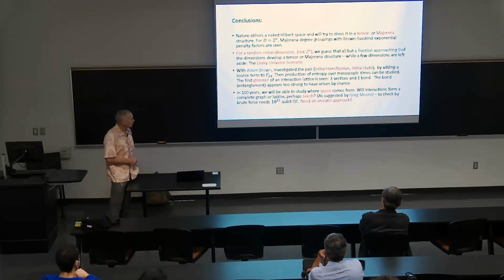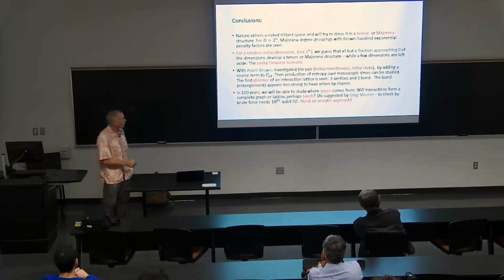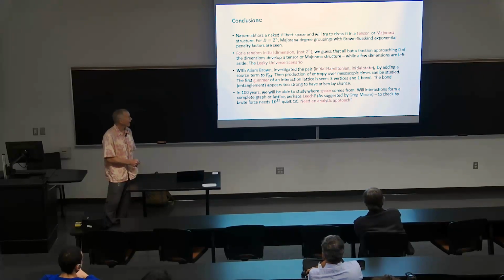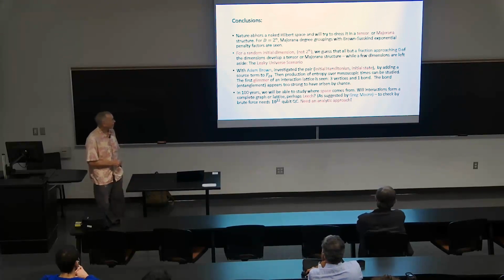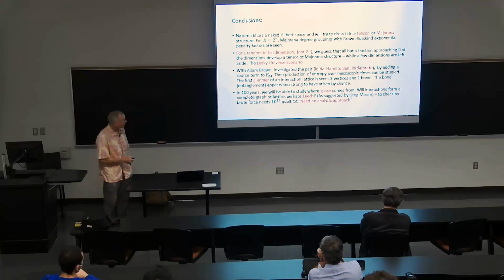Then with Adam, we added the initial state to the Hamiltonian by adding a source term, and we studied the production of entropy over timescales. And now I want to claim that we saw a glimmer of space-time in a way. We saw a glimmer of interaction of a lattice. So let me explain this last point. Even though it's in my conclusions, I haven't hit it yet. So let me back up to the previous slide.